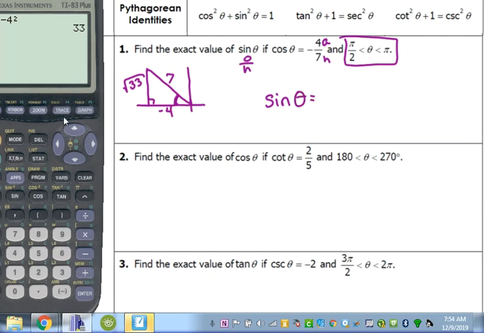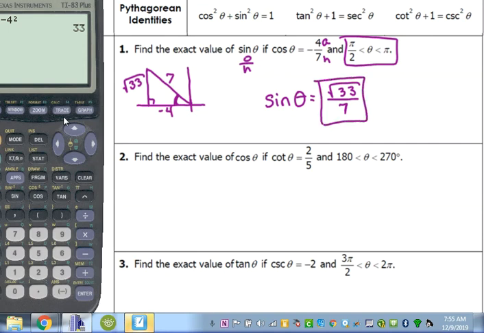Now, that value is positive because we're in the second quadrant. Y values are positive in the second quadrant. So the sine of theta is the opposite, which we just found was the square root of 33, over the hypotenuse 7. That is the exact value of sine of theta.